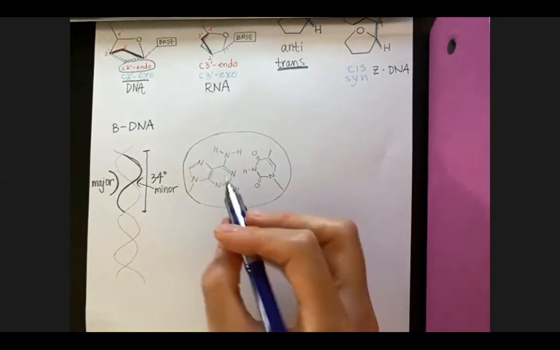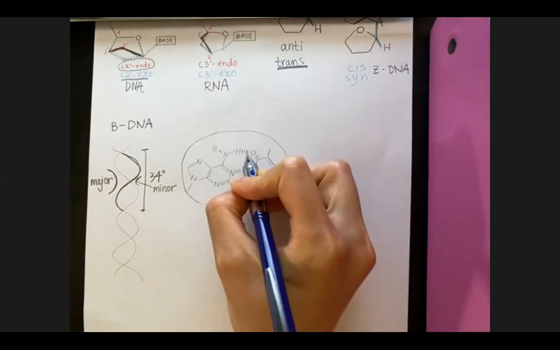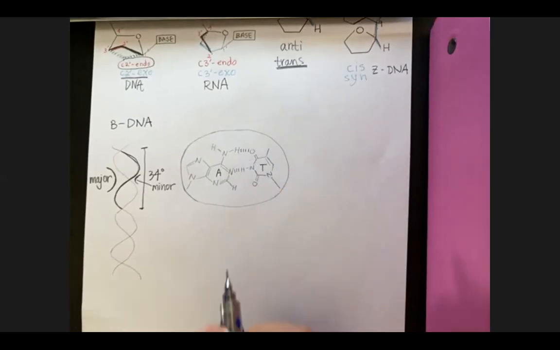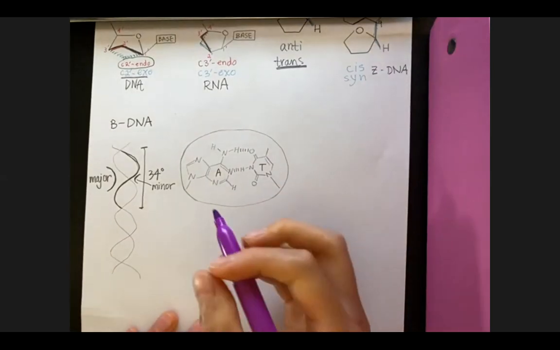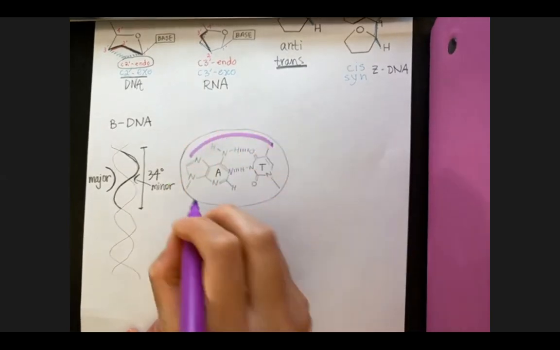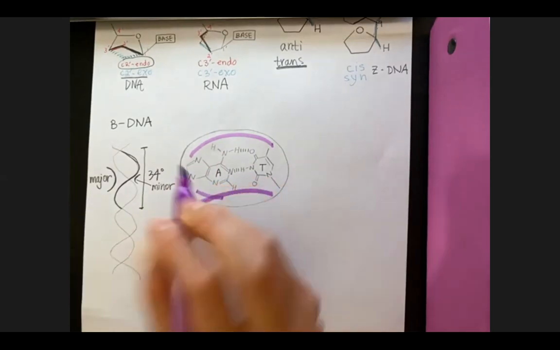And I've also drawn a base pair here, so here's the hydrogen bonding. This will be adenine, this will be thymine, and so on this base pair, you can visualize the major groove as this one over here, and then this will be the, sorry, this will be the minor groove.